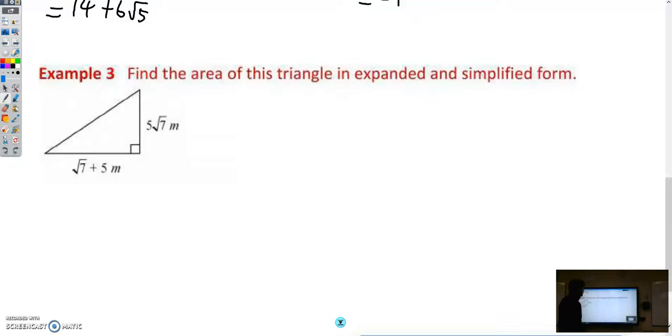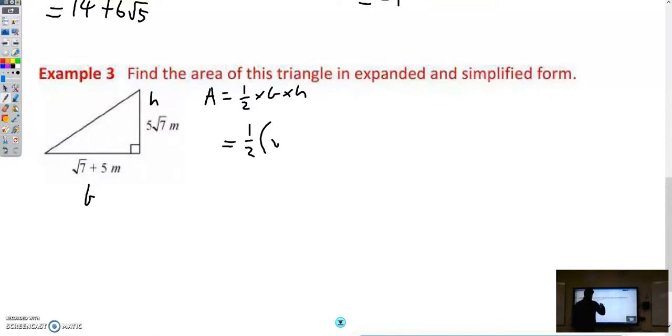Finally, find the area of this triangle in expanded and simplified form. So we are using area equals half times base times height. So your base is root 7 plus 5 and your height is 5 root 7. So first thing we do is substitute. We have a half. Use brackets to contain the full expression. The base is root 7 plus 5 times 5 root 7.